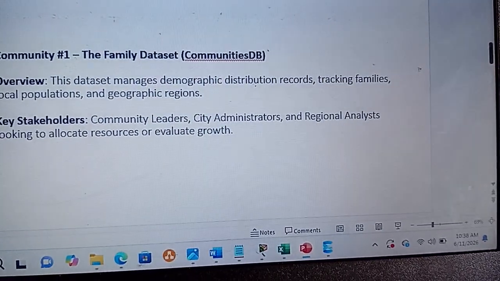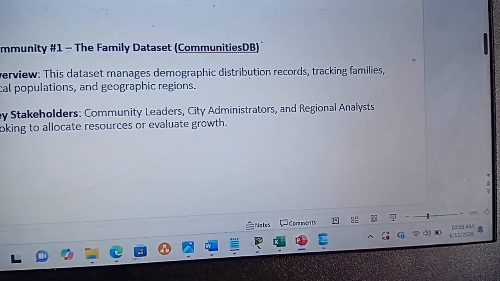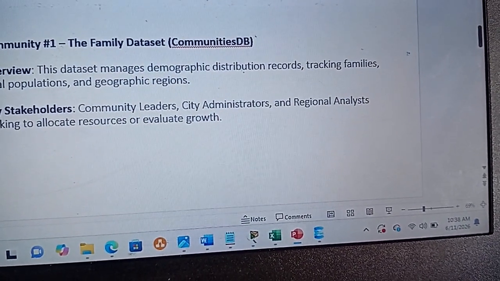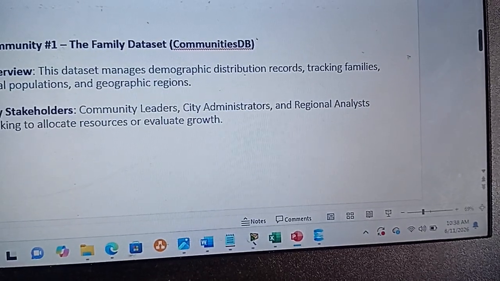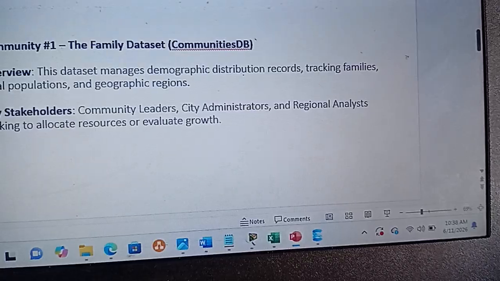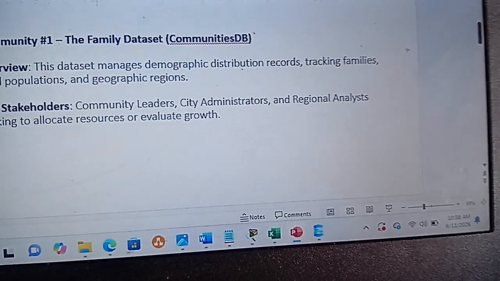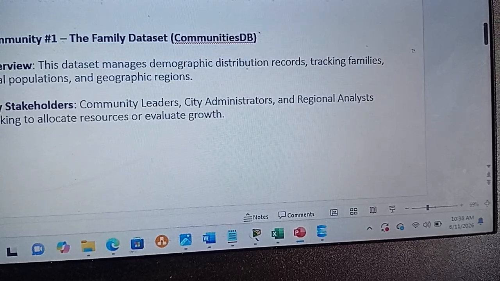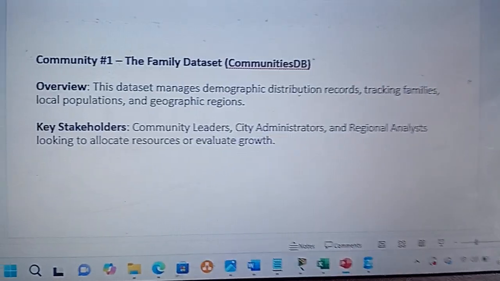Let's look first at our family data set. This database tracks family distribution and population counts across various regional sectors, for city administrators and community development. This data is essential for managing municipal expansion and public resources.